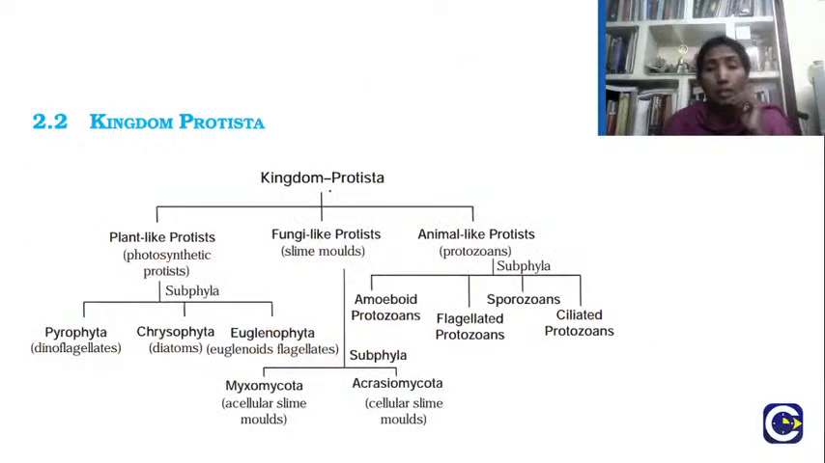So coming to this diagram, just look into it. So we have the kingdom Protista. Plant like protists we have. Under that we have the dinoflagellates, the Chrysophyta, then the Euglenophyta. See here, fungi like protists, they are the slime molds. Then we have the animal like protists, that is the protozoans, the amoeboid protozoans, flagellated protozoans and ciliated protozoans. Under the fungi like protists, we have the Myxomycota and Acrasiomycota.